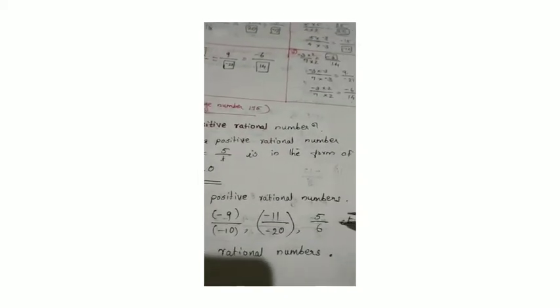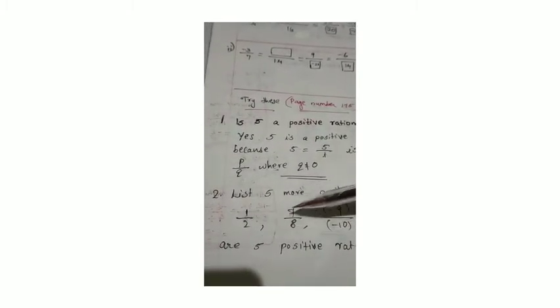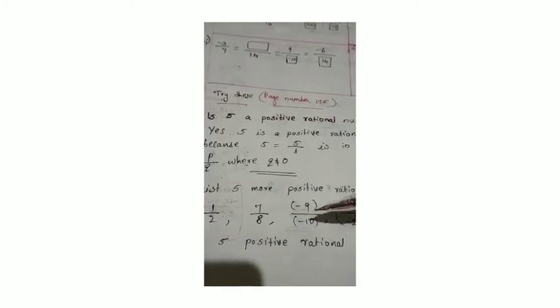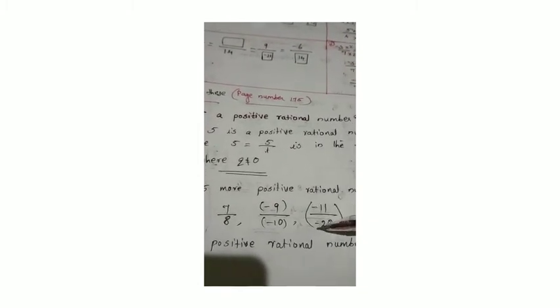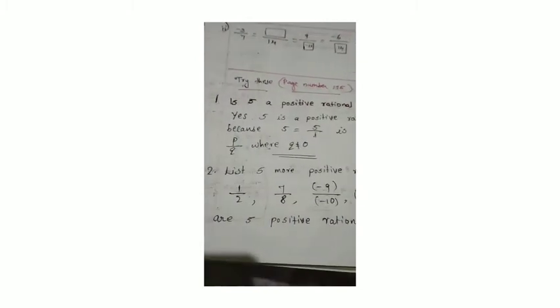Next, list 5 more positive rational numbers. You have to write any 5 positive rational numbers. 1 on 2, 7 on 8. Negative on negative: you don't want to get any confusion, because negative and negative will be positive. Here also negative on negative, that will be positive. Okay, 5 on 6, etc.